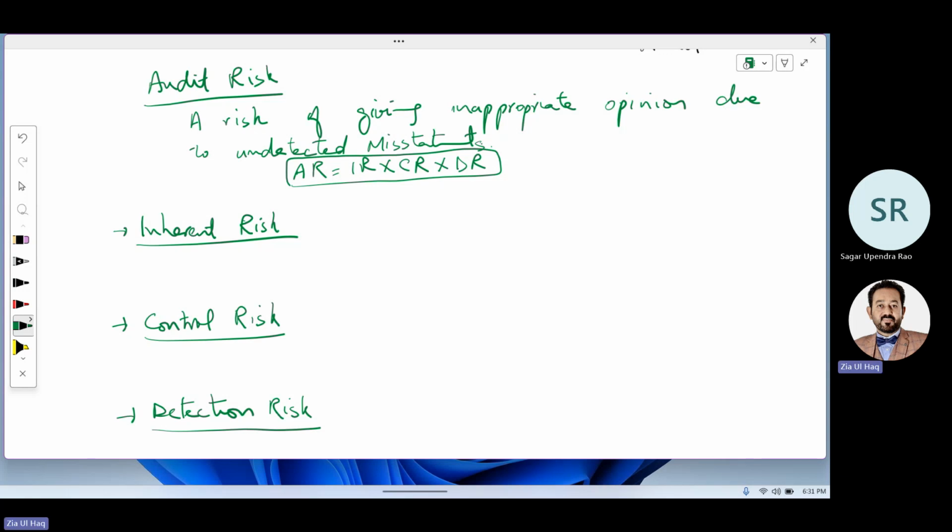What is inherent risk? A risk due to the nature of the company. Company means the client company which we are going to audit. Or we can say inherent risk is a risk that misstatement may occur.